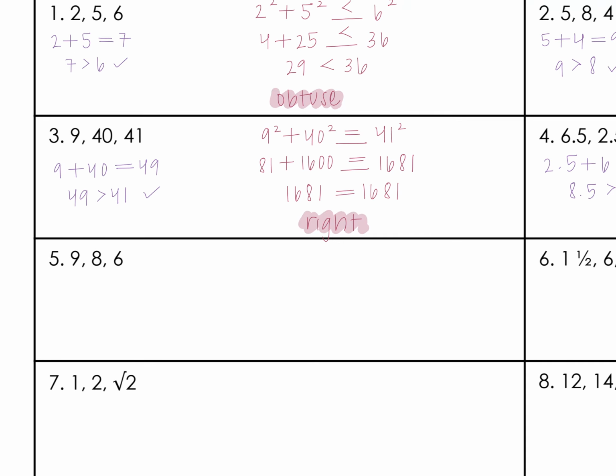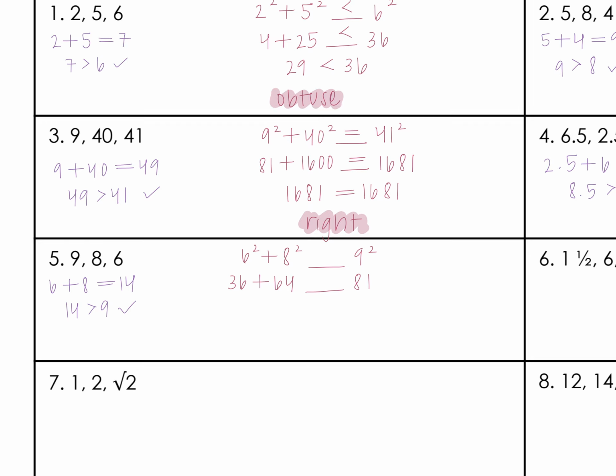Okay, and number 5, we'll take that 6 plus 8 is going to give me 14. 14 is greater than 9, so this is a triangle. And then plugging in, we'll have that 6 squared plus 8 squared, and then my 9 squared on the other side. So 6 squared is going to give me 36. 8 squared is 64. And then we'll have 81 over here.